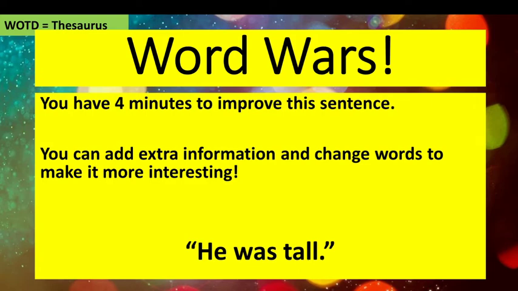How can you improve the sentence "he was tall"? What other information could you add to that? And how could you change it? You can include more than one sentence. You can write a paragraph if you want to. The idea is that you don't change the main information, but you can add as much as you like. At the end of it, I still need to know that this man was tall, but you can add in lots more information there.